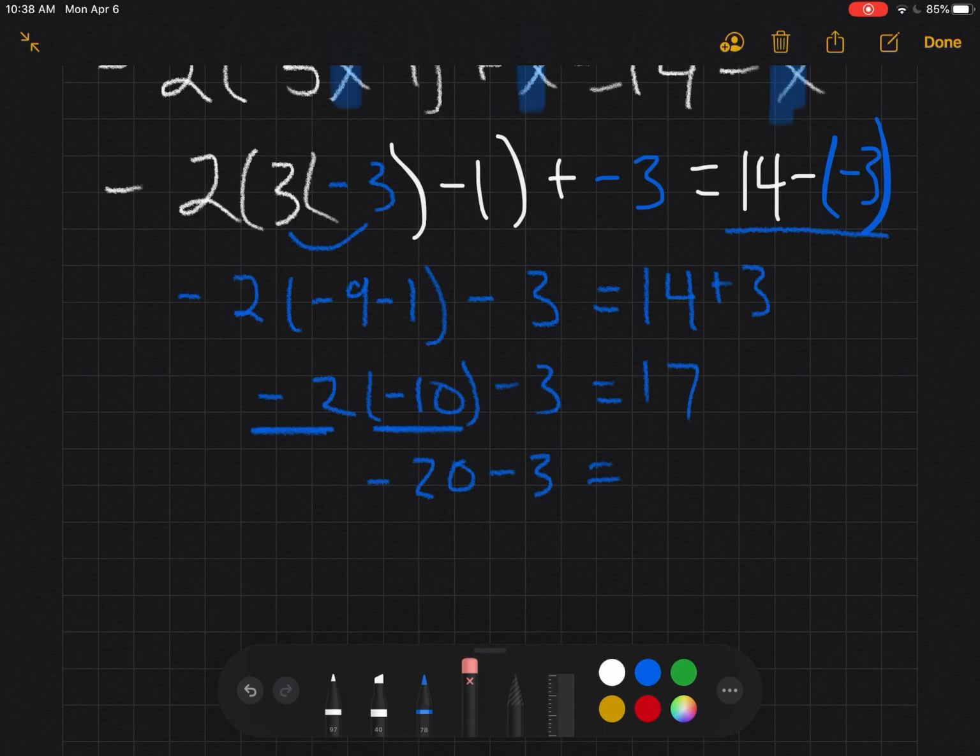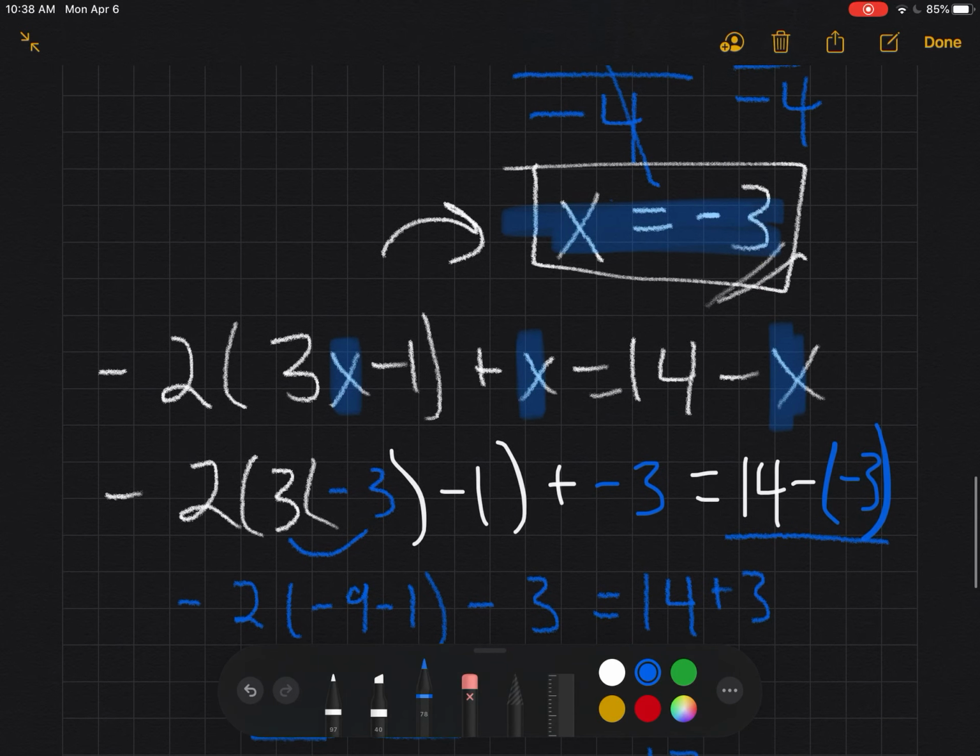Oops, I made a mistake. Do you see it? I have negative 2 and negative 10. So a negative times a negative should be positive. Let's just get rid of that negative sign there. So then I have 20 minus 3 is equal to 17. And then I get 17 is equal to 17. Because this is true, I know that my answer is correct.